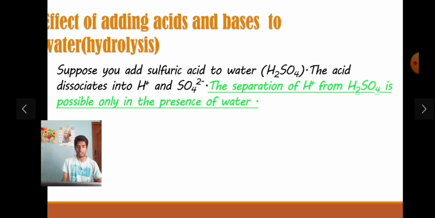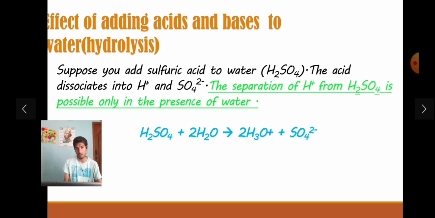So this is the reaction: H2SO4 plus 2H2O gives rise to 2H3O+ and SO4 2-. This H3O+ is nothing but H+, your hydrogen ion. Why have we written H3O+? Because hydrogen ions do not exist alone. They are not like H+ in nature. They exist as H3O+ in nature.